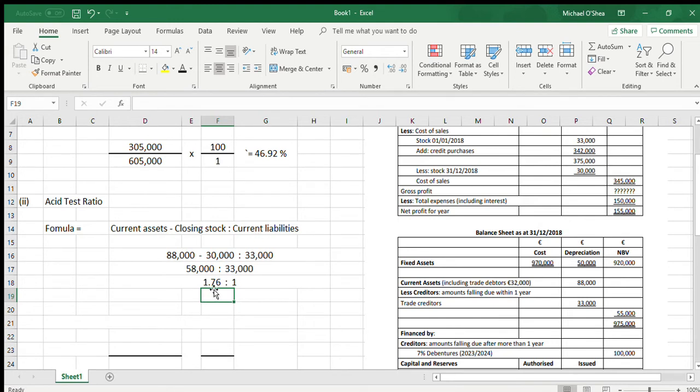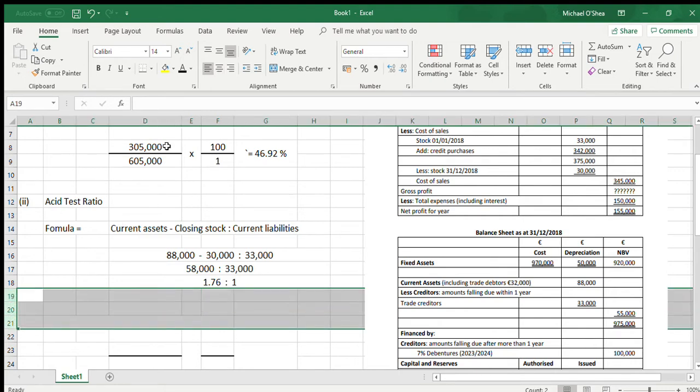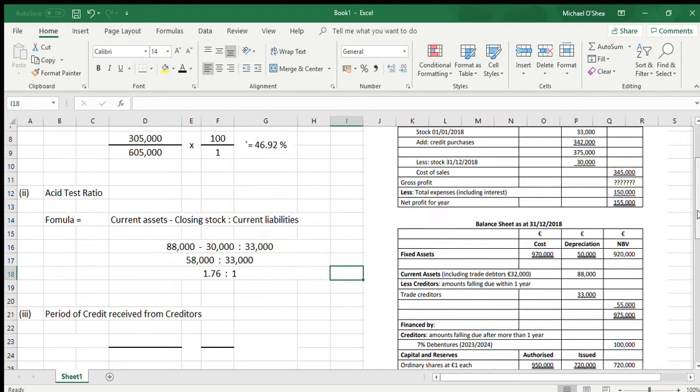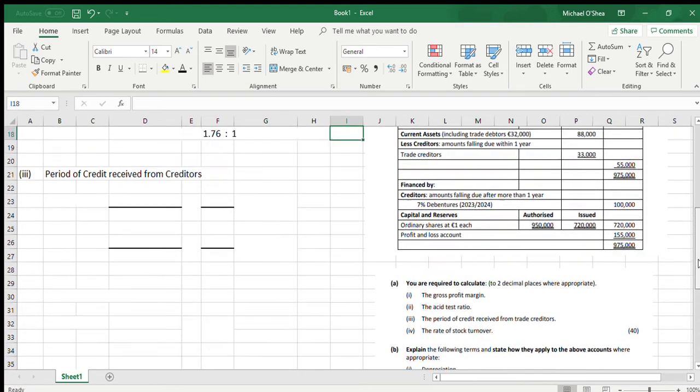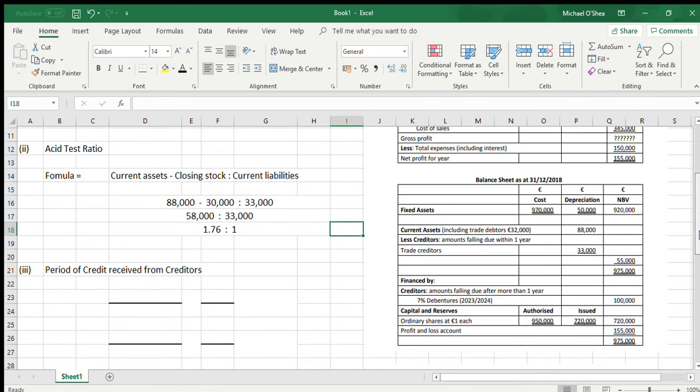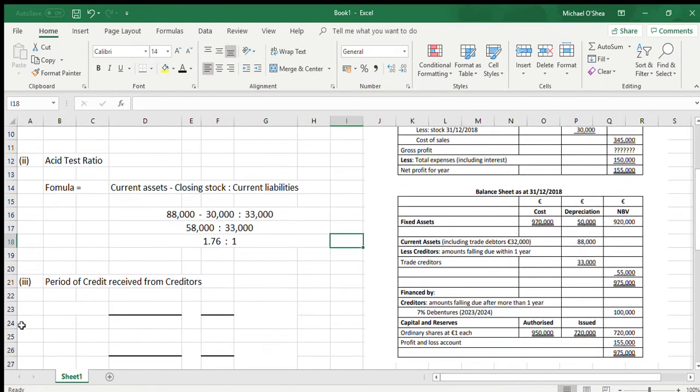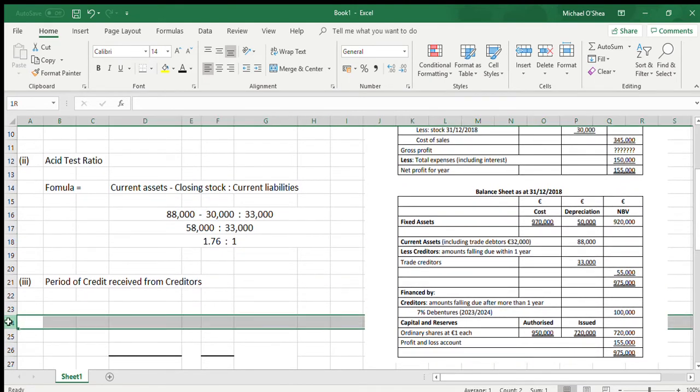So it goes in 1.76 times. So that's my answer: 1.76 is to 1. Again, it has to be written in that format. The third thing I'm asked to do is period of credit received from creditors. So basically, how long am I taking to pay back my creditors and the people I owe money to.